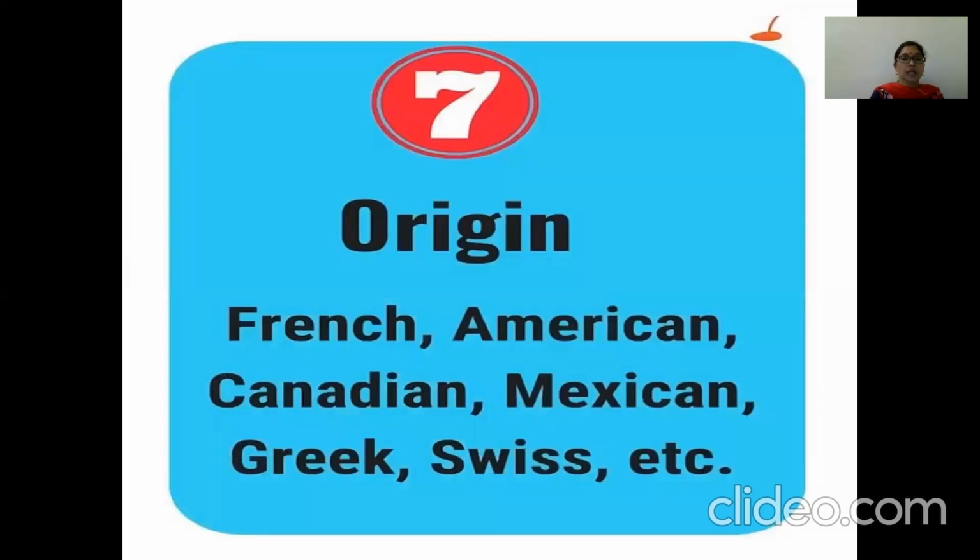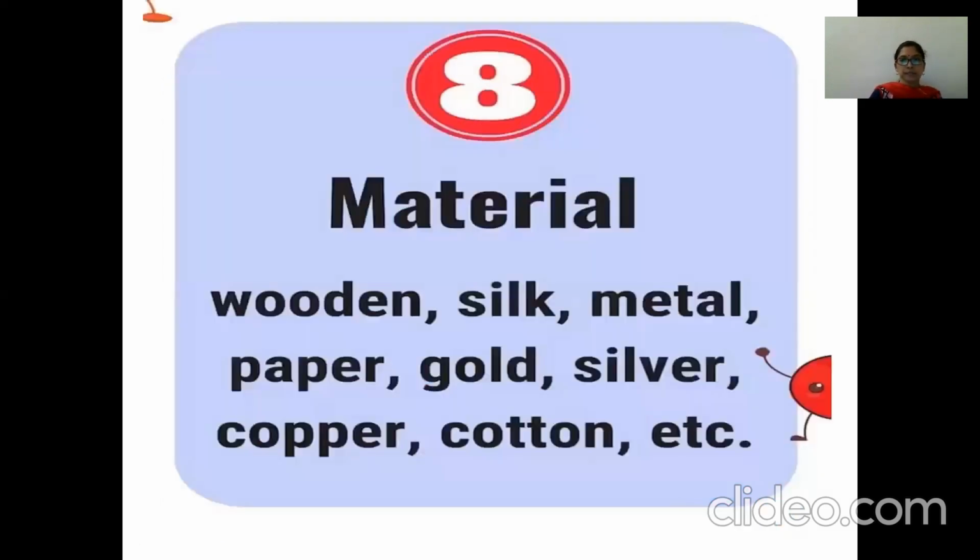Now, seventh one is origin. Origin describes where something comes from. French, American, Canadian, Mexican, Greek, Swiss, we are all Indian. So it tells us the origin of a person or something.